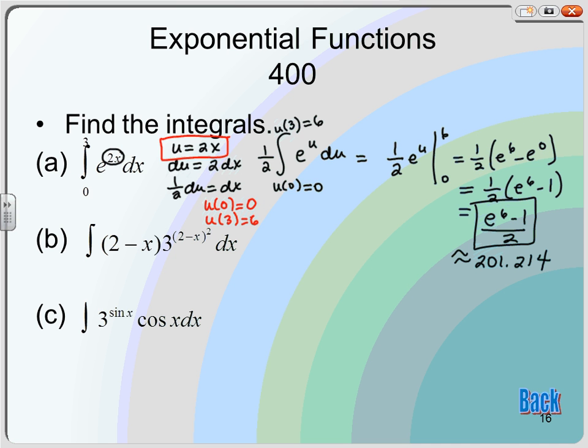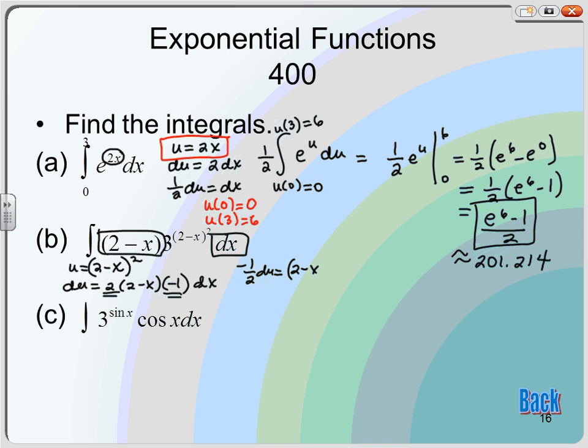Okay, the next one is also a u substitution. This one's a lot more obvious though. So I'm going to let u equal 2 minus x squared, actually. It's not just 2 minus x. So then du is 2 times (2 minus x) times the negative 1, the chain rule, dx. Well, we just want to replace this (2 minus x) dx part. So let's divide by this negative 2 on both sides. So I get negative 1/2 du equals (2 minus x) dx.